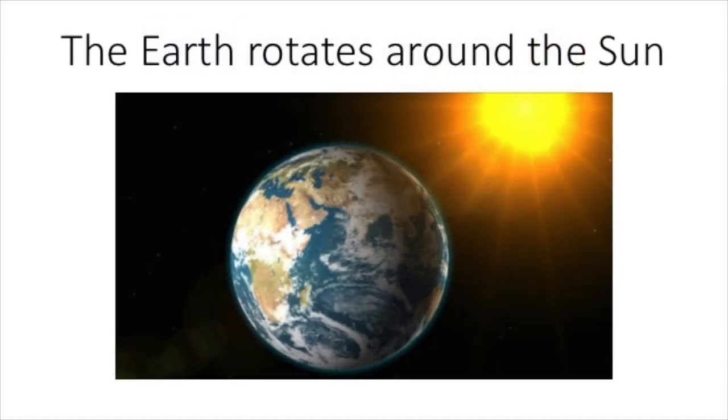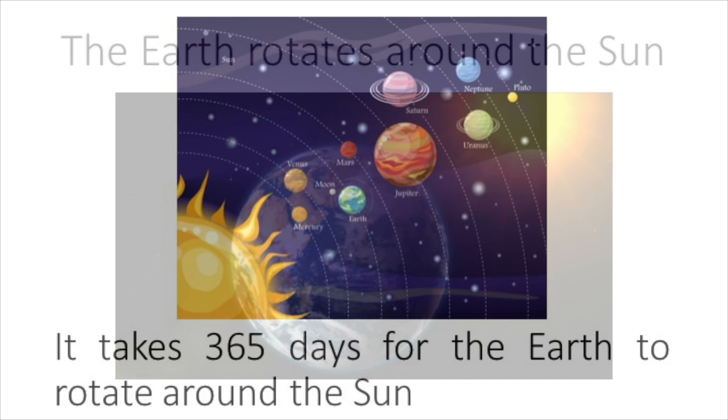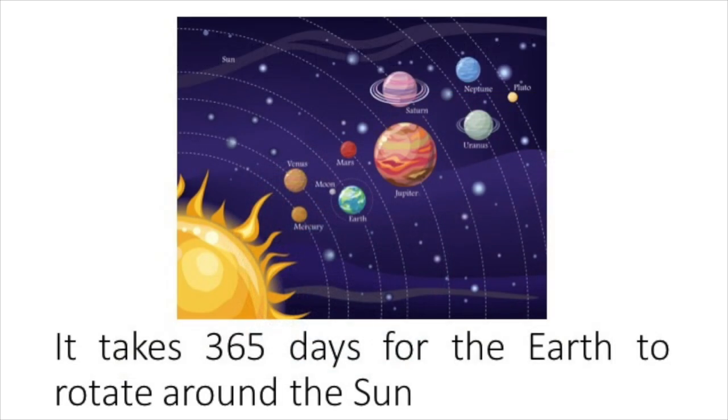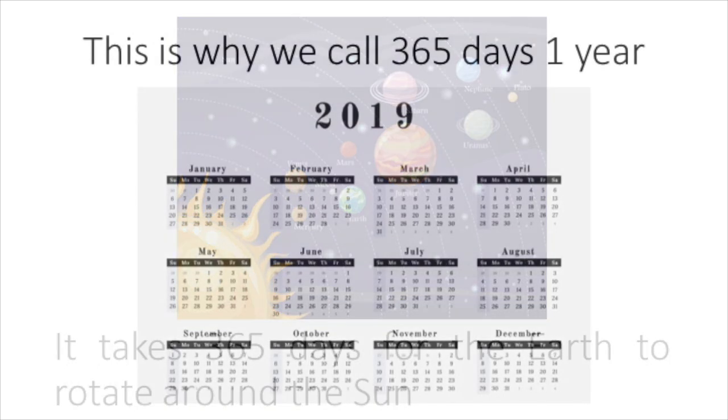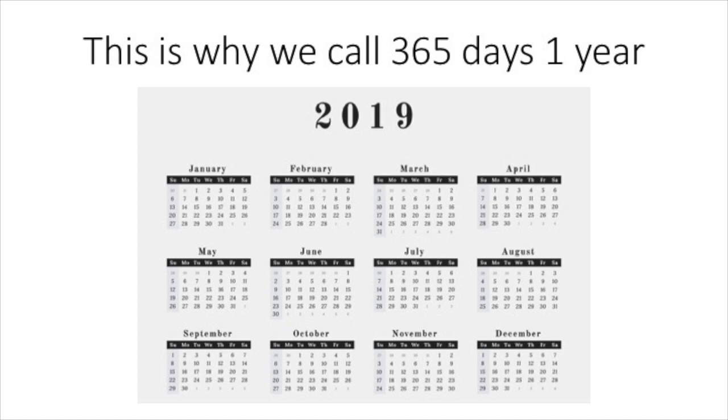The Earth rotates around the sun. Yes. All planets move around the sun. It takes 365 days for the Earth to rotate around the sun. And what do we call 365 days, guys? 1 year. That's why it's a year, because it takes the Earth to move around the sun. This is why we call 365 days 1 year.